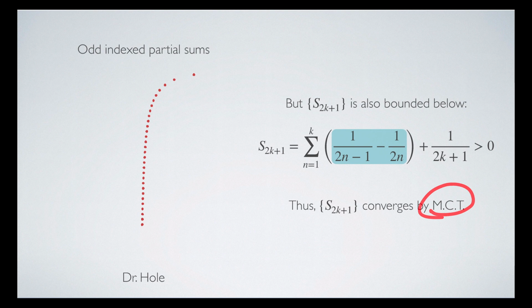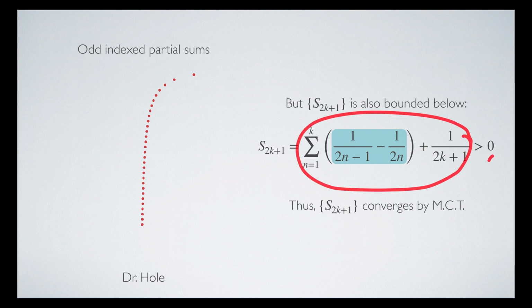MCT requires two things. It requires that the sequence be monotone, and we're showing that the sequence is monotone decreasing. We also want it to be bounded. Well, we're doing odd indexed terms. Here we have a number which is smaller than the next denominator. Therefore, this reciprocal is larger than that reciprocal. Their difference is therefore positive. Here, this is clearly a positive term. Thus, this total sum is bigger than 0.